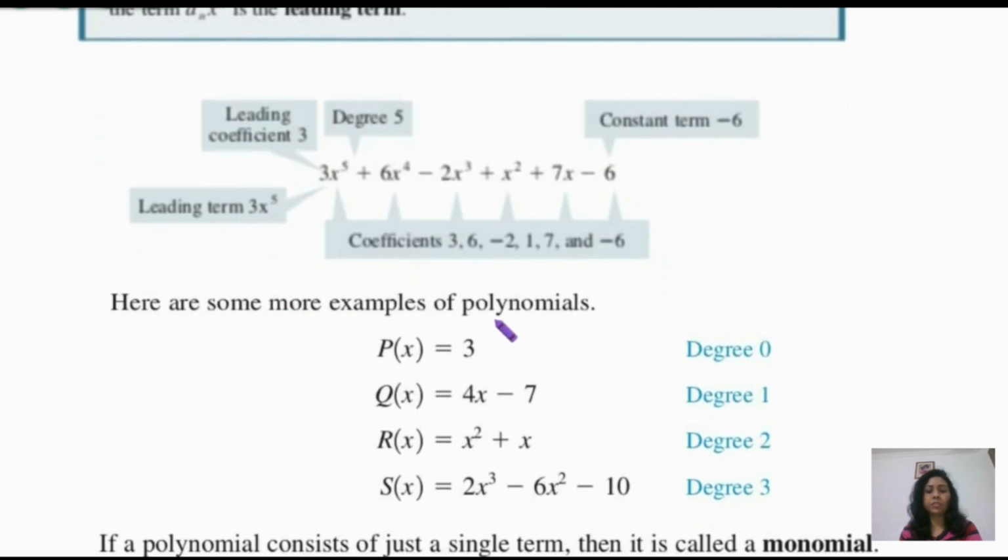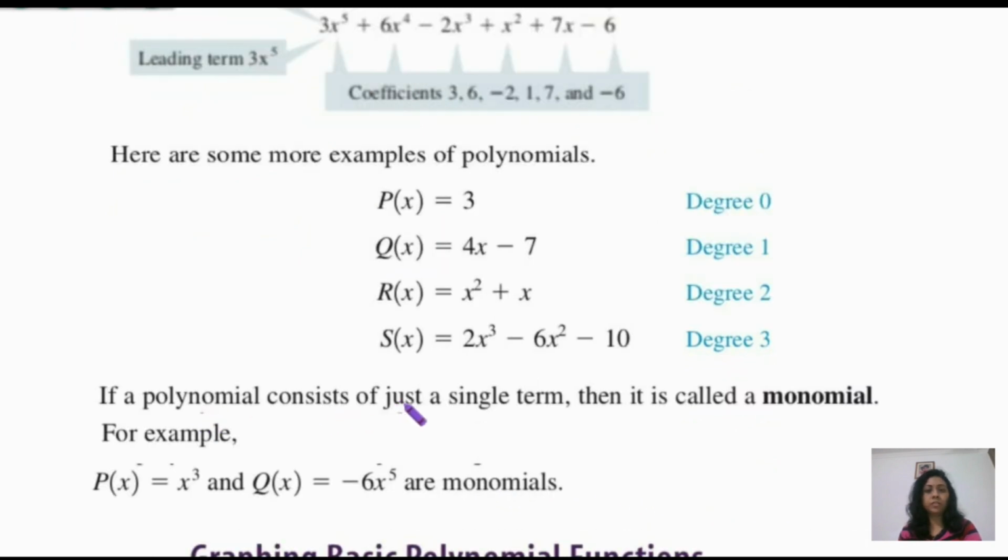Here are some more examples of polynomials. P(x) is equal to 3. Here the degree is 0 because there is no x, which means x to the power 0. Q(x) is equal to 4x minus 7. Here the power is 1, that's why the degree is 1. Here x squared plus x, the highest power is 2, so the degree is 2. And here 2x cubed minus 6x squared minus 10. The highest power is 3, that's why the degree of the polynomial is 3.